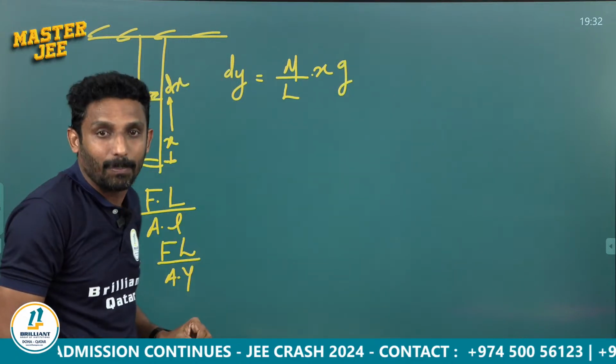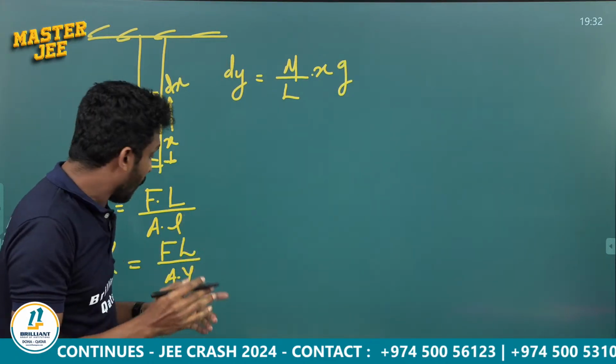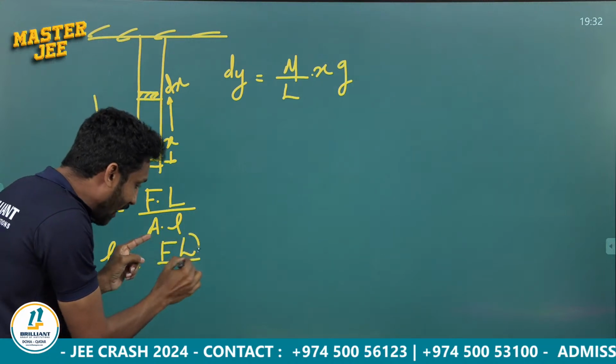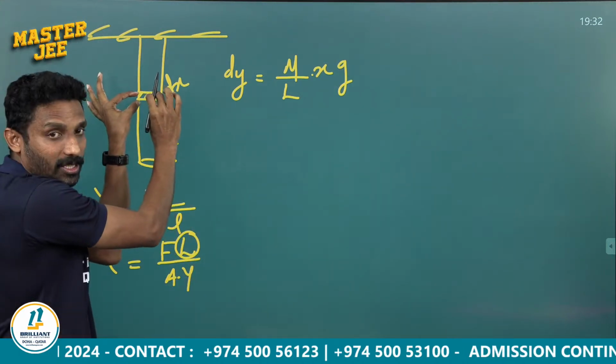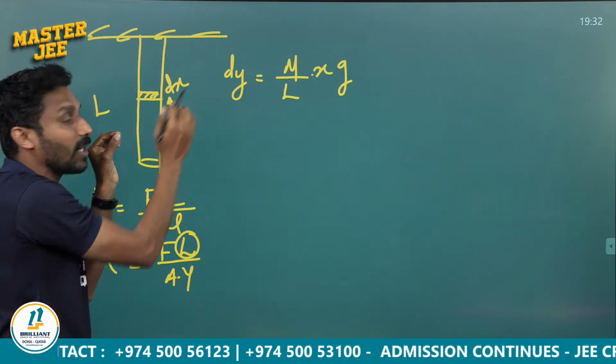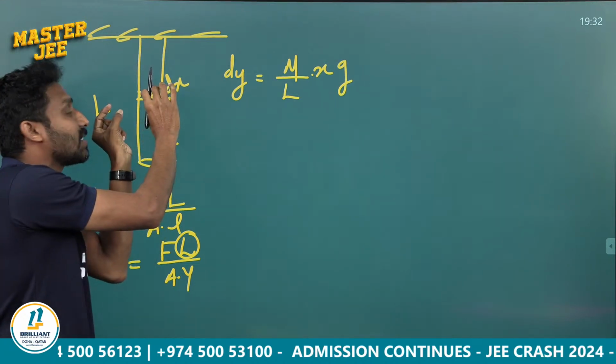This is the weight of the hanging part, into g. Clear? This is F. Then what is this? L is the length of this part. Whose elongation are we calculating? We are calculating the elongation of this dx segment.